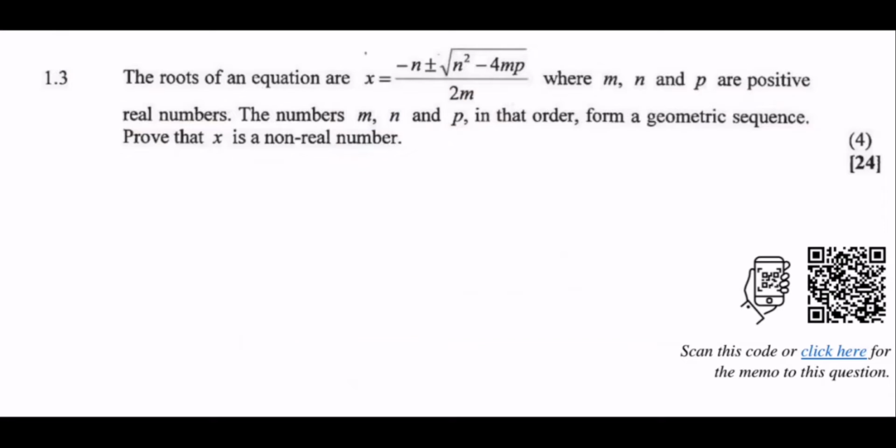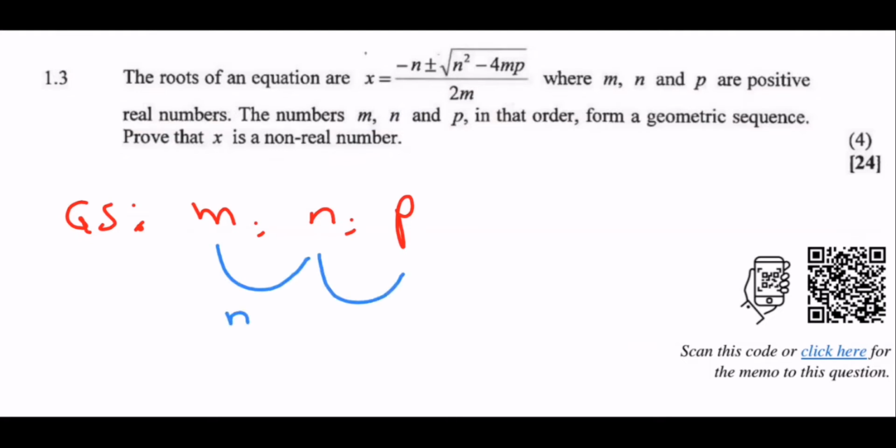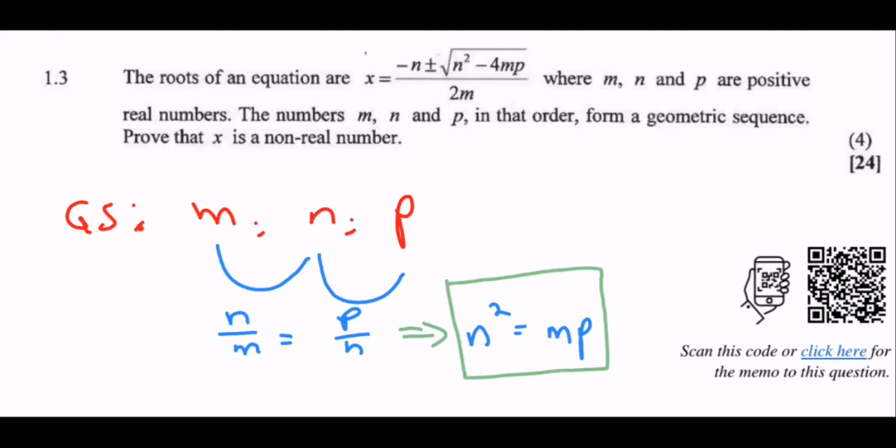Okay, let me first write down the geometric sequence. So GS for geometric sequence: m, n, and p. We know that geometric sequences have a constant ratio. So n over m is equal to p over n. Which must mean if I simplify this equation and, for instance, cross multiply, that n squared is equal to mp. n squared is equal to mp. This is going to be very handy in answering this question. So I want you to copy this down. I'll just give you a few seconds to copy that down.